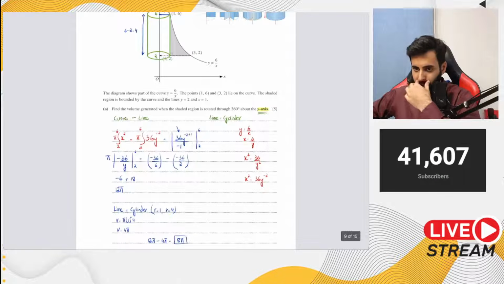Volume of rotation is not in add maths. Sir, can you please make a video about functions? Okay, yes, functions also is in the pipeline, don't worry. How many significant figures? 3 significant figures, always. No, rotation is not in add maths. Okay, I've already answered that.